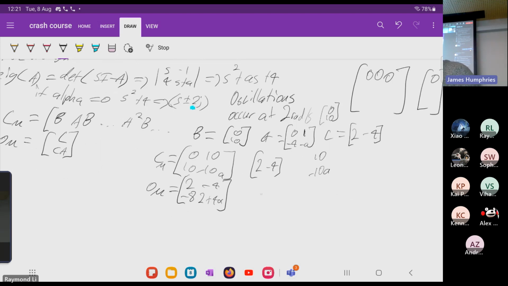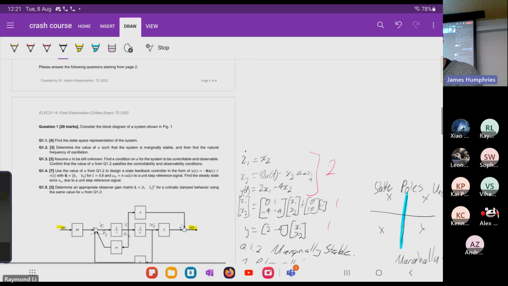Okay, but we had to check these for when alpha was 0. So then the controllability matrix is going to be [0, 10; 10, 0], and the observability matrix is equal to [2, -4; -8, 2], which is still full rank. All right, and that is question 3.